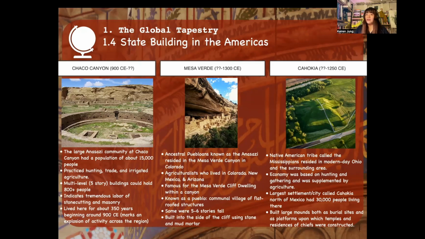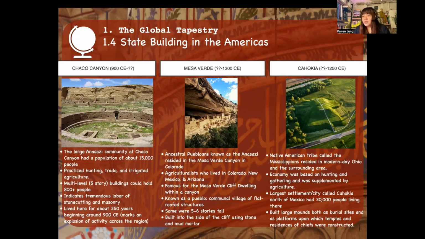Now, Mesa Verde started, we don't know when, and 1300 CE was probably when it was abandoned. These ancestral Puebloans, also known as the Anasazi, resided in the Mesa Verde Canyon in Colorado, and these were agriculturalists who lived in Colorado, New Mexico, and the Arizona area. They were famous for the Mesa Verde cliff dwelling within a canyon, and it's known as a pueblo, a communal village of flat-roofed structures. Some of them were 5 to 6 stories tall, and they were built into the side of the cliff using stone and mud mortar.